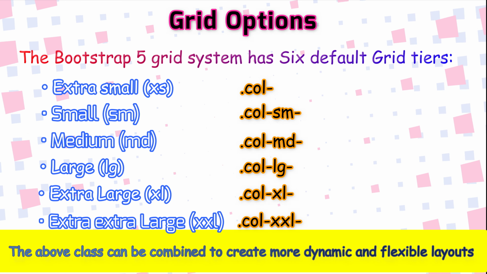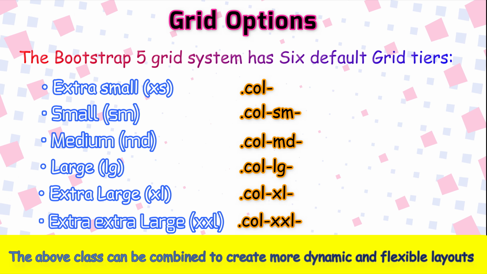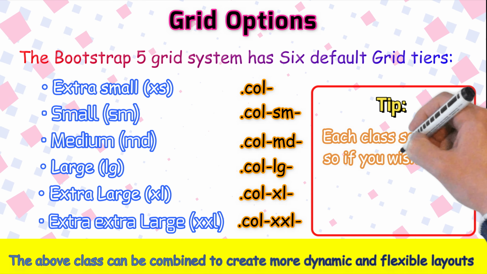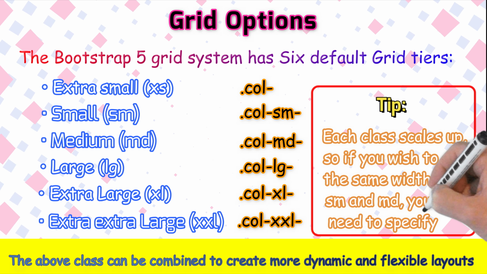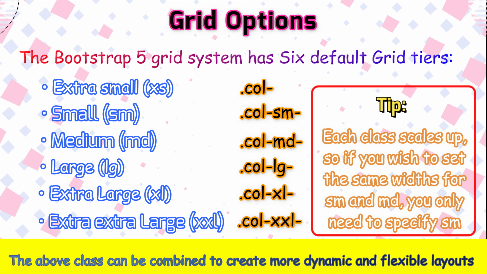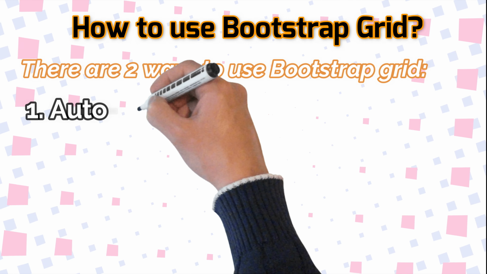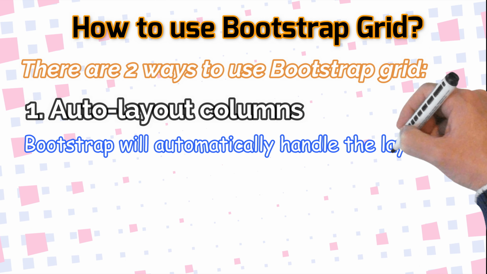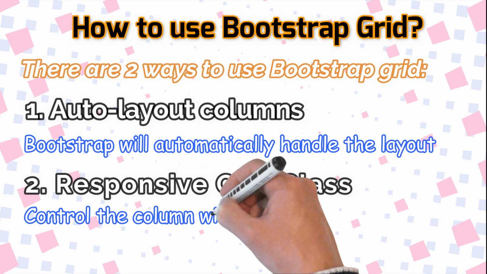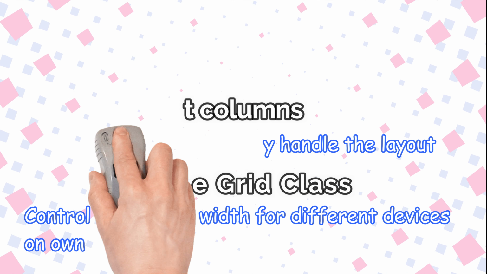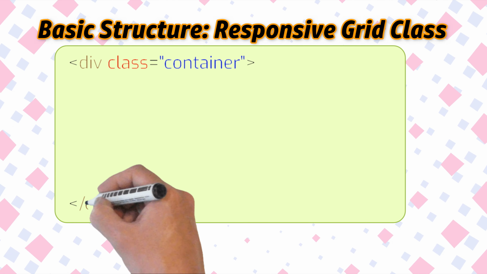The above classes can be combined to create a more dynamic and flexible layout. Each class scales up, so if you wish to set the same width for sm and md, you only need to specify sm. There are two ways to use the Bootstrap grid. First, let Bootstrap automatically handle the layout, or control the column width for different devices on your own. That is the responsive grid class. Following is an example of the responsive grid class.